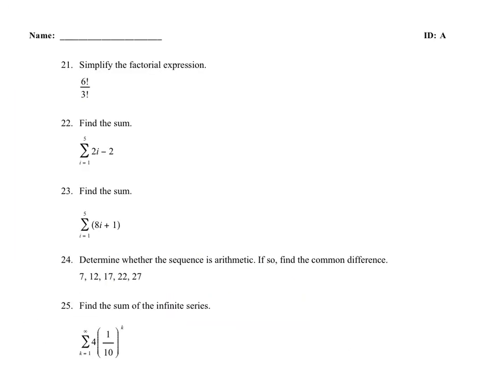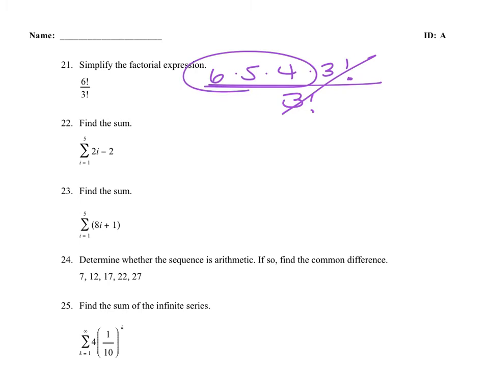Yep. 21 is simplifying the factorial. So remember, this is 6 times 5 times 4 times 3 times 2 times 1, but we want to stop at the smaller factorial over 3 factorial. And we can cancel these out, multiply that together. 30 times 4 is 120. Or those of you with scientific calculators have your little factorial, you can use it. Okay.